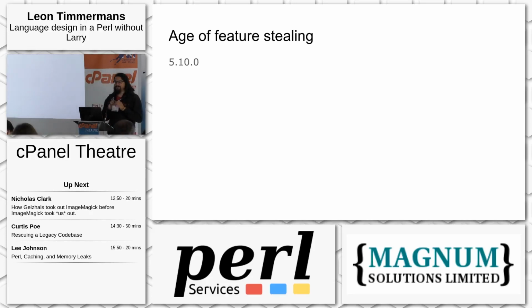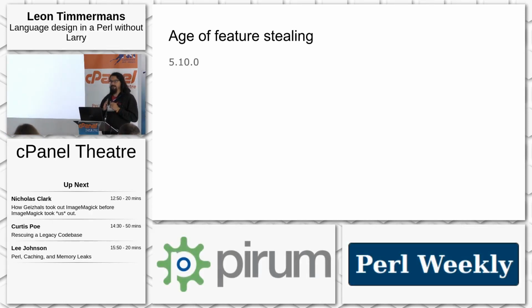One of the things this led to, this is particularly notable in Perl 5.10, is the age of feature stealing. When you go through the list of changes in 5.10, you can summarize most of it as, this thing in Perl 6 looked nice, let's port it to Perl 5. And this is a very different process. This is more like a Larry by proxy.